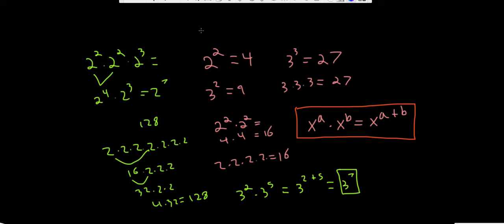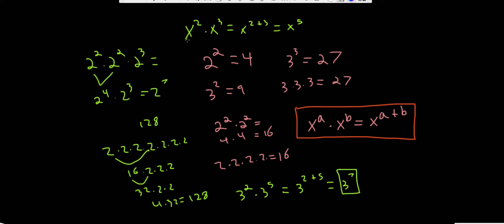Now, if we had variables, we would do the same thing. Let's say we have x squared times x to the third. Now we don't know what x is, but it doesn't matter, right? We're just going to use the law. So it's x to the 2 plus 3, which comes out to just x to the 5. And x could be anything, as long as it's the same value, right? Because x is equal to x.